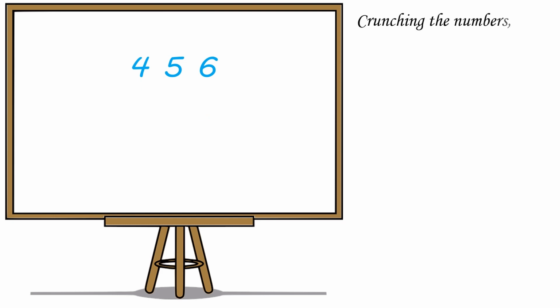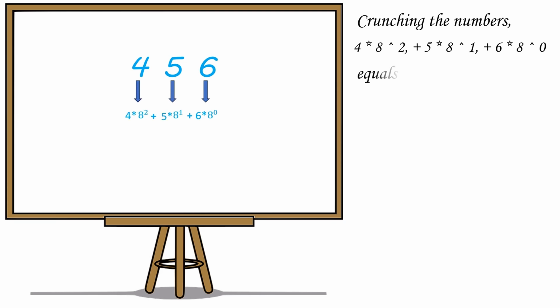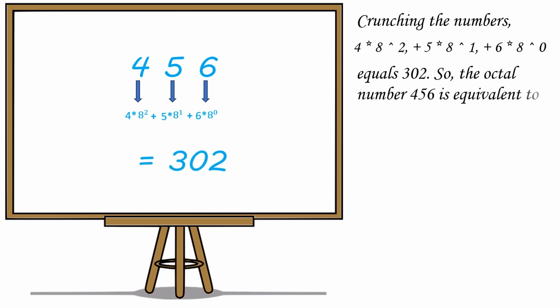Crunching the numbers, 4 into 8 to the power of 2, plus 5 into 8 to the power of 1, plus 6 into 8 to the power of 0 equals 302. So, the octal number 456 is equivalent to the decimal number 302.